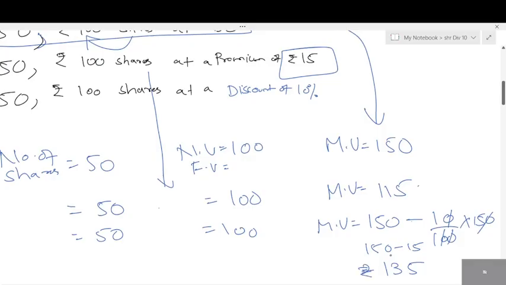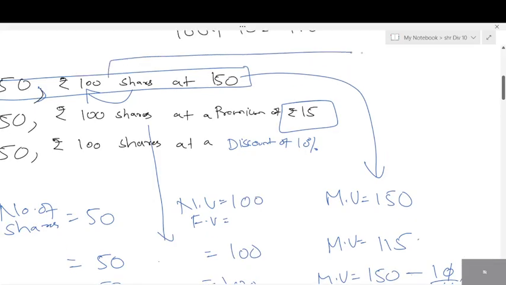This is how they'll give the statement. 50 shares, rupees 100 share at a discount. The meaning of rupees 100 share is rupees 100 per share. Per means for every share the cost is 100, nominal value or market value. Fine.